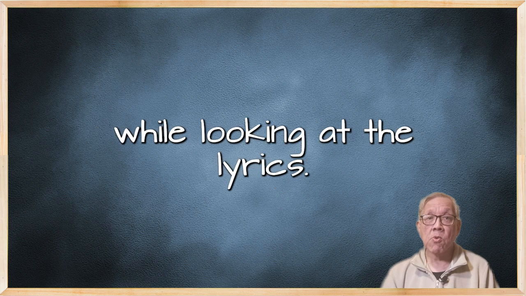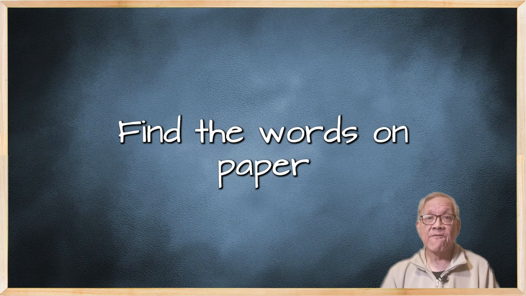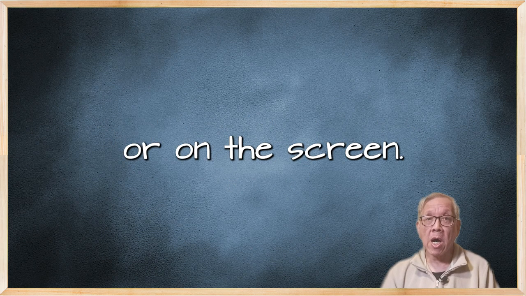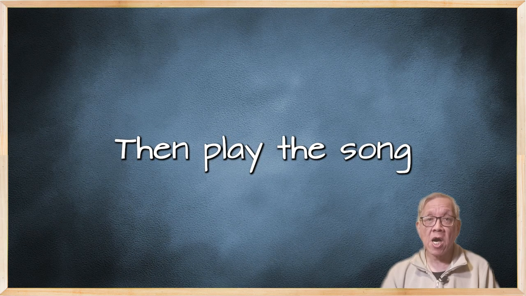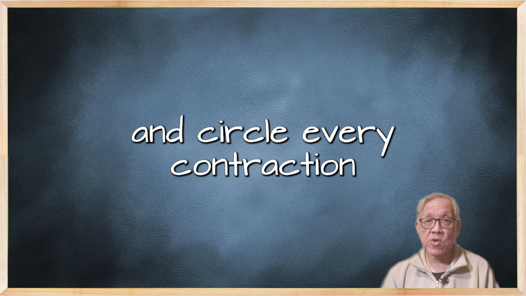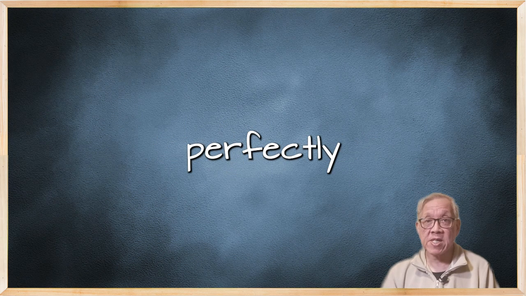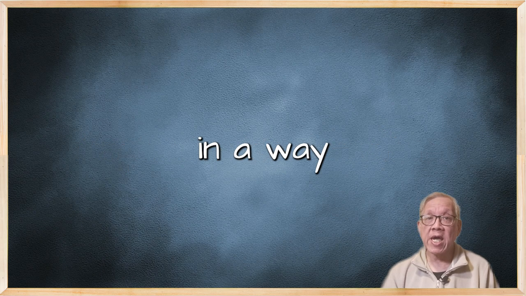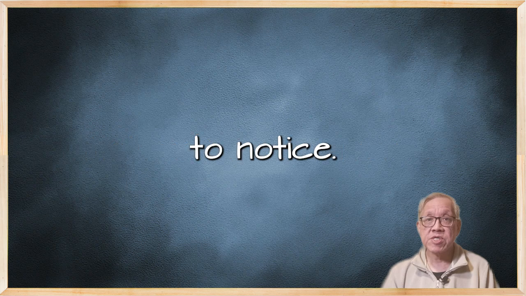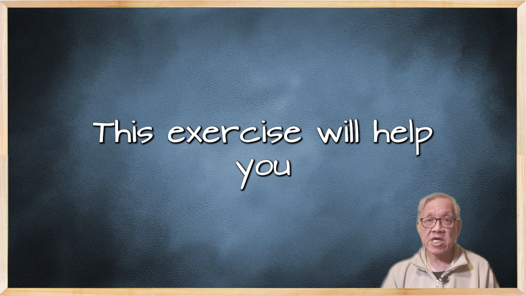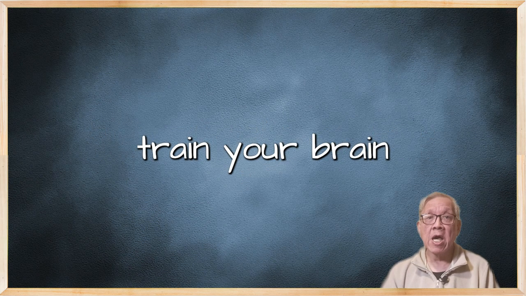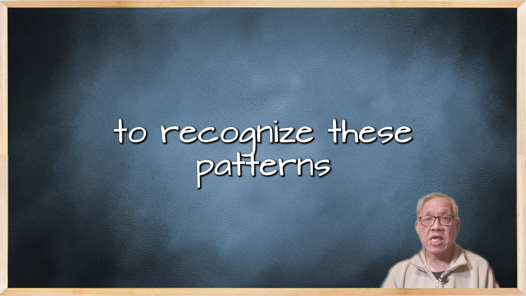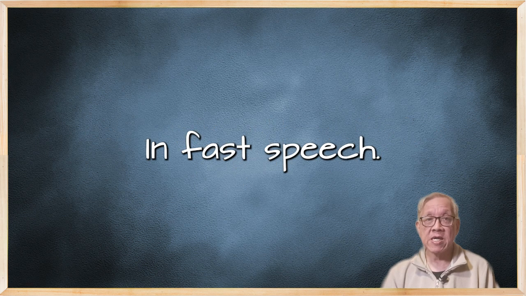One effective method is to listen to songs while looking at the lyrics. Find the words on paper or on the screen, then play the song and circle every contraction that you hear. Songs work perfectly because singers often emphasize contractions in a way that makes them easier to notice. This exercise will help you train your brain to recognize these patterns even when they fly by you in fast speech.